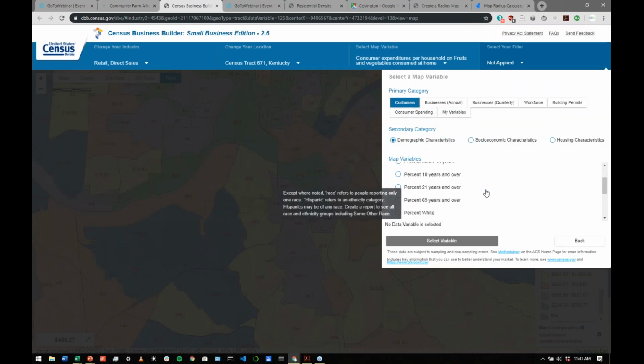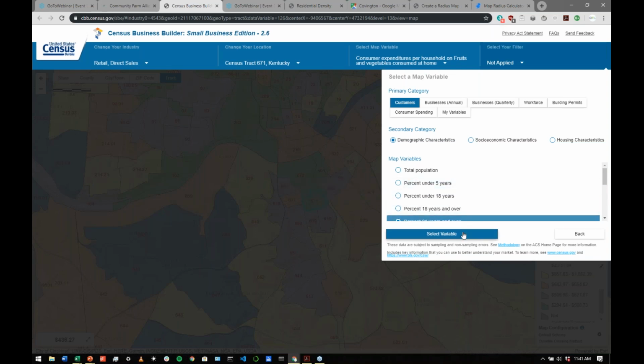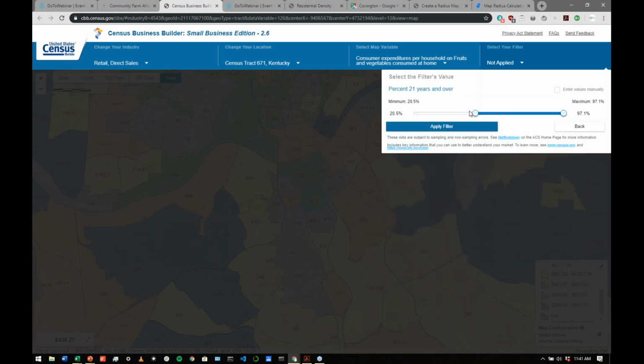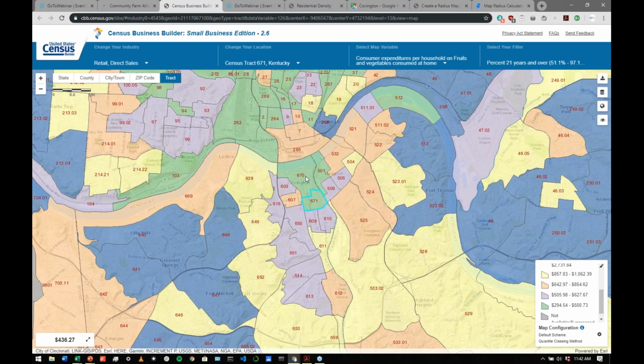So if you're looking for percent of customers that are 21 years and over, for example, you can filter for that, and then you can create a range, anywhere between 50% 21 and over to 91% 21 and over. Apply that filter, and it'll show you where there's enough population for that. If you make the filters granular enough, they won't be shaded in. They'll just be white on the screen.